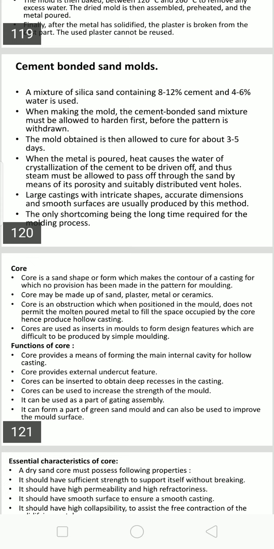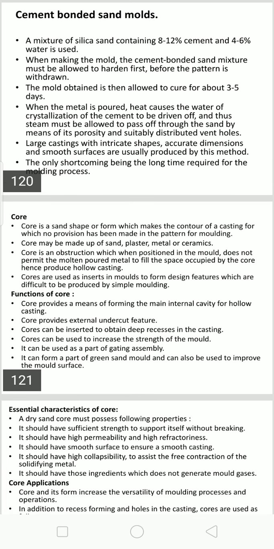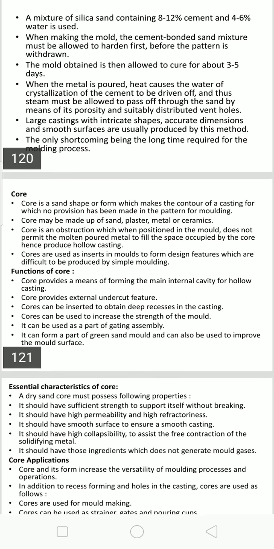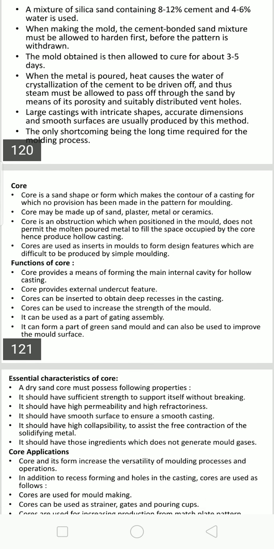So all these are very important molding processes as we discussed. Then coming to the core. A core is a compacted sand mass shaped to the desired configuration. It is a projection of sand mass in the mold. It is used to get the internal contours like hollow portions, recesses, cavities, etc. in the casting. It can also be used to get external contours in the casting, for example pulley grooves.